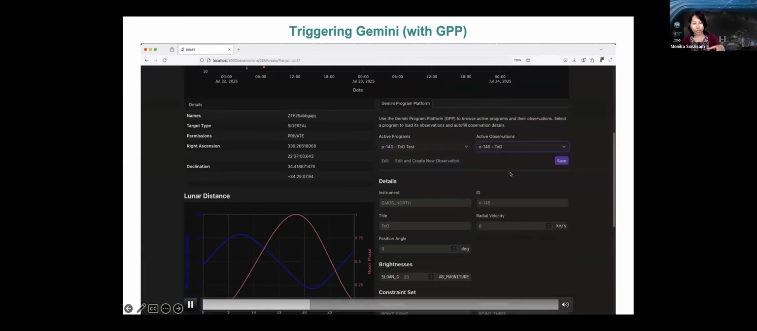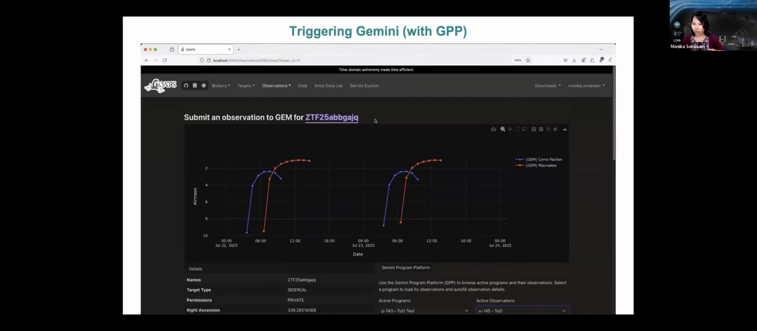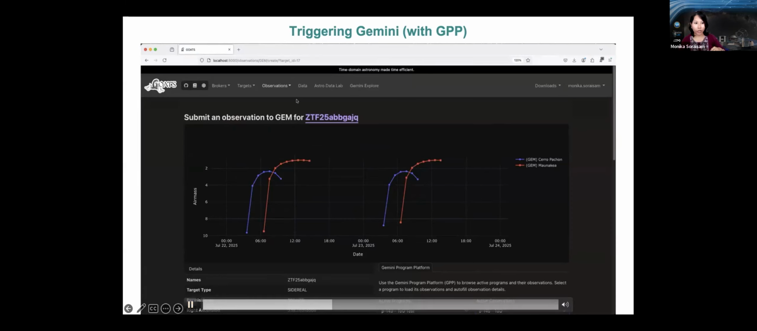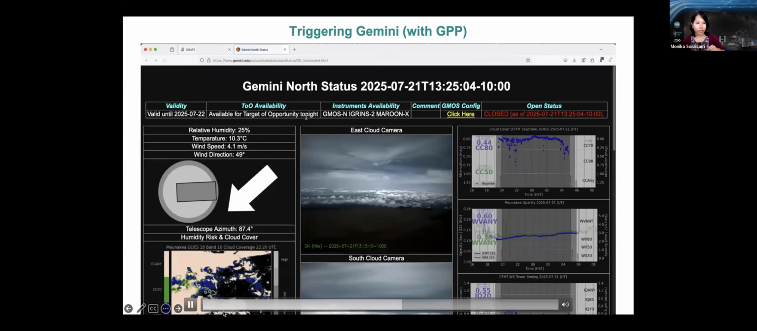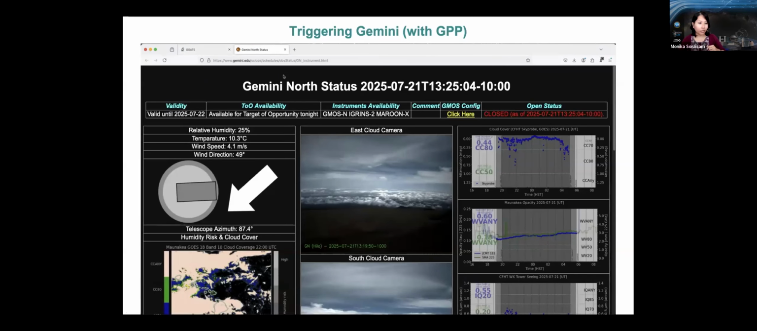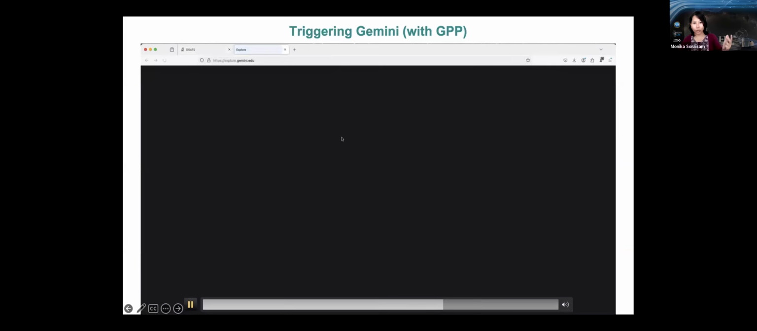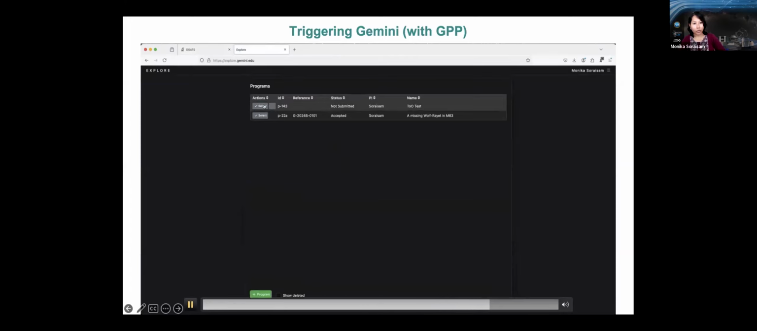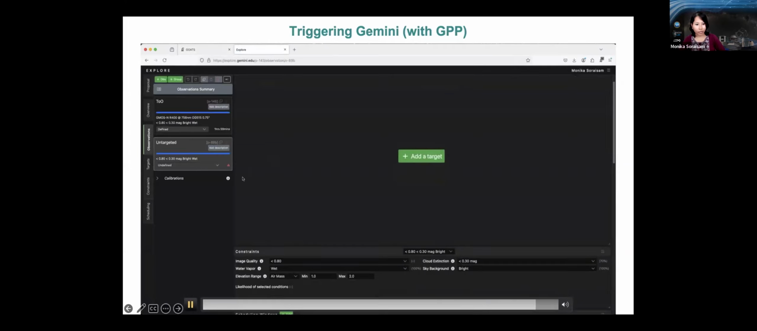And that's the observation detail. We are also supporting lots of cool features on the Goats interface. So for instance, one will be able to see the status of Gemini. So you can get access to the weather URL to see if the observatory is accepting any TOs, what instrument is available, and so on. And the Gemini Explore website that I mentioned is also directly linked there, so users can launch it from there.